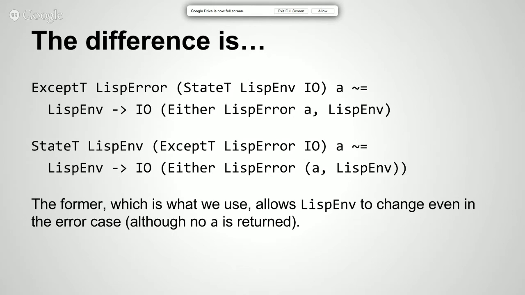We have StateT on the outside. We're returning either a Lisp error or an A in a new Lisp environment, which means that in the second example, the Lisp environment doesn't change when there's an error. And we want the one up top because we might decide later on that we want our Lisp state to keep track of how many errors were generated or something like that. Or maybe we want a last error function, where the REPL allows you to say, okay, give me the last exception you threw. So we want the one up top.